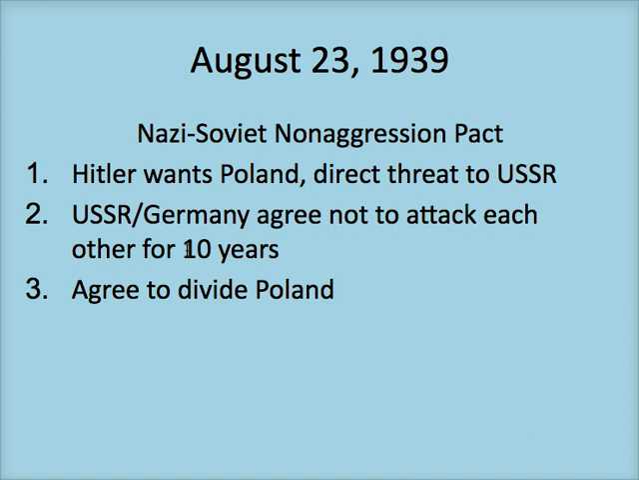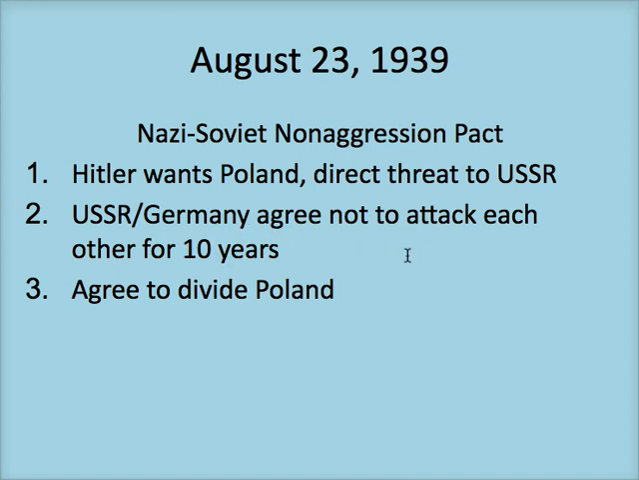On August 23rd, 1939, Hitler makes a secret deal with the Soviets because he knows his next target is Poland. If he moves into Poland, he becomes a direct threat to Stalin. He does not want to go to war with Stalin because, well, he doesn't think Britain and France are going to go to war. He wants to hedge his bets because he does not want to fight a two-front war. So they meet secretly, and they agree not to attack each other for 10 years.